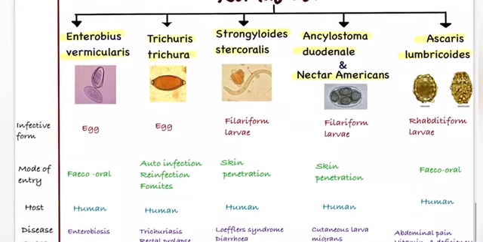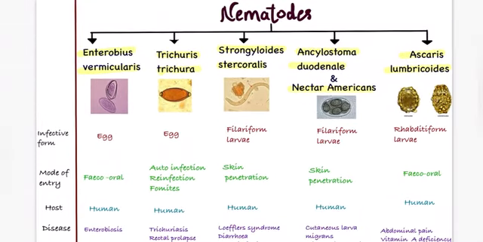Moving ahead to the infective forms. The infective form of Enterobius vermicularis and Trichuris trichiura are the egg forms. Of Strongyloides stercoralis, Ancylostoma, Necator americanus, and Ascaris lumbricoides are larval stage. But in Strongyloides and Ancylostoma, the infective stages are filariform larvae, but in Ascaris, the infective form is rhabditiform larvae.